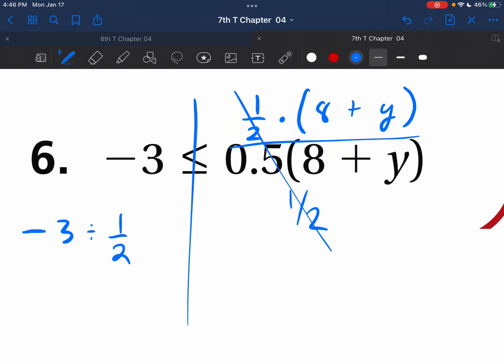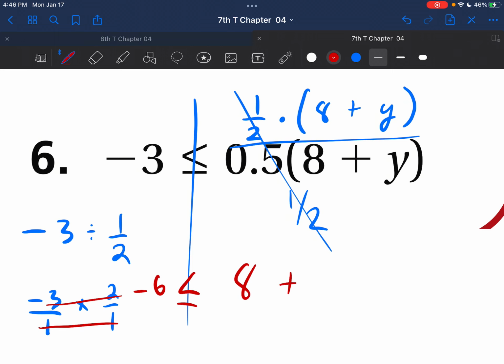How do you divide a whole number and a fraction? Flip the second fraction, right? So you have negative 3, 2 over 1. Turn the division sign into multiplication. How do you multiply a whole number and a fraction? Put it over 1. How do you multiply fractions? Straight across. Negative 3 times 2 is negative 6. 1 times 1 is 1, so we just can leave it like that, negative 6. So we have negative 6 less than or equal to 8 plus y.